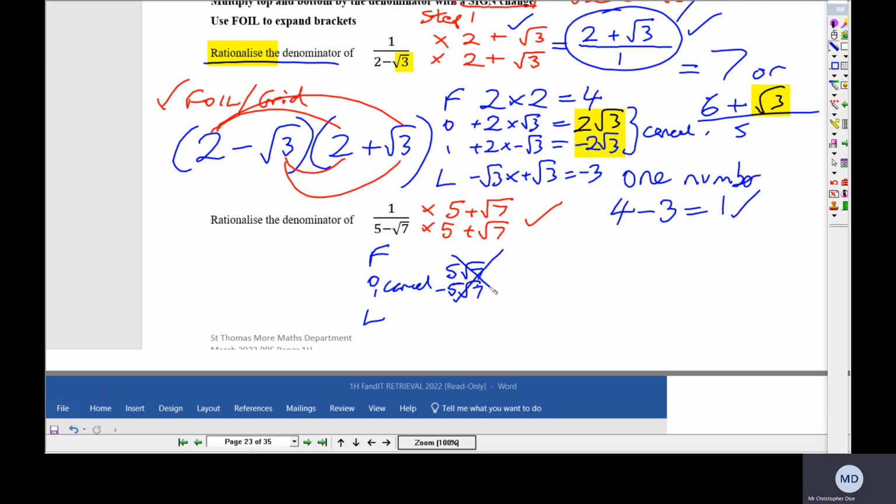Give you 1 more minute, or are you done? I'm done. First, I would write these down there. You need 5 times 5 is 25. Lasts: minus root 7 times plus root 7. It's always a minus. Always a minus. For me, it's going to be minus 7. So what's 25 take away 7? 18. Right, so your final answer to all of that is going to be 18.